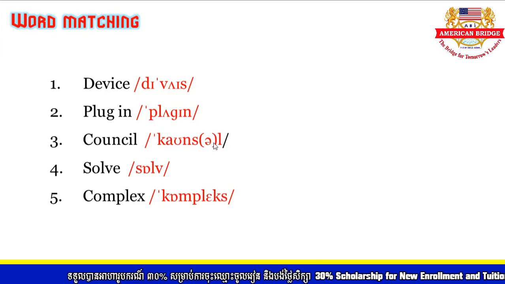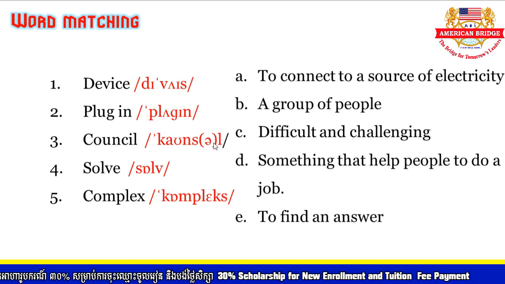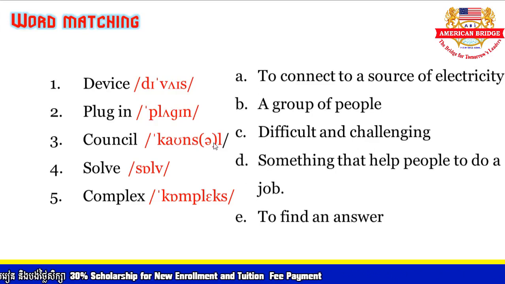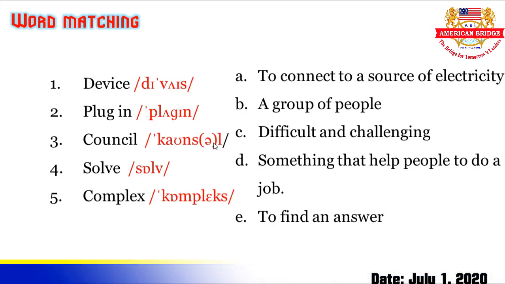So what does device mean, everyone? Now can you match with these definitions? The teacher gives you 5 definitions: A, to connect to a source of electricity. B, a group of people. C, difficult and challenging. D, something that helps people to do a job. E, to find an answer. So can you answer the question, everyone?